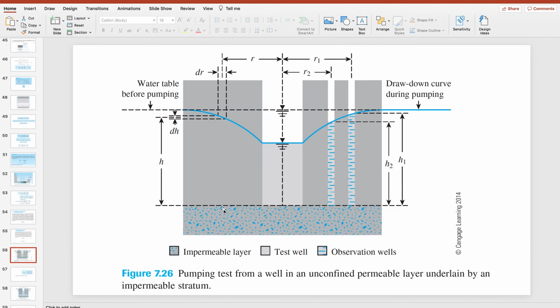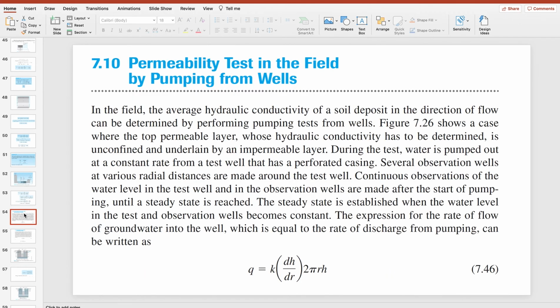So, meron tayo ditong impermeable layer. So, it is unconfined. Okay? Then, during the test, water is pumped out at a constant rate from the test well that has perforated casing. Several observation wells at various radial distances are made around the test well. Continuous observations of the water level in the test well and in the observation wells are made after the start of pumping until a steady state is reached.